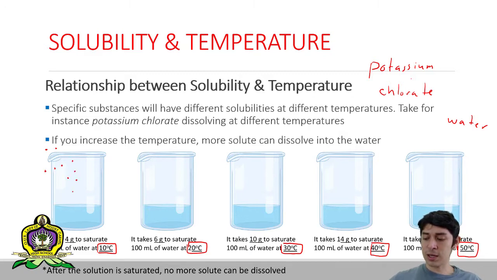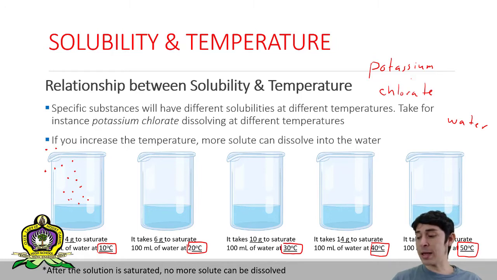And we noticed that it took 4 grams to saturate this solution. What does this mean, mister? This means that after we added the 4 grams of salt, when we added an extra little grain of salt, that grain of salt could not dissolve any longer at 10 degrees Celsius. So 4 grams was all that it took to saturate this solution.